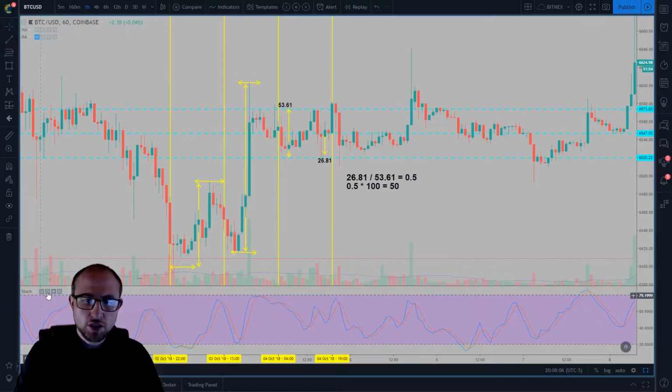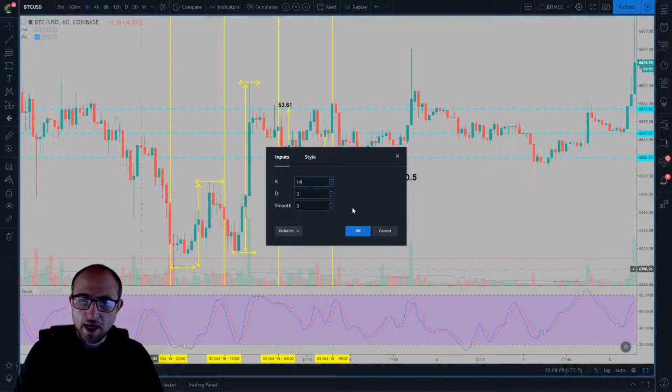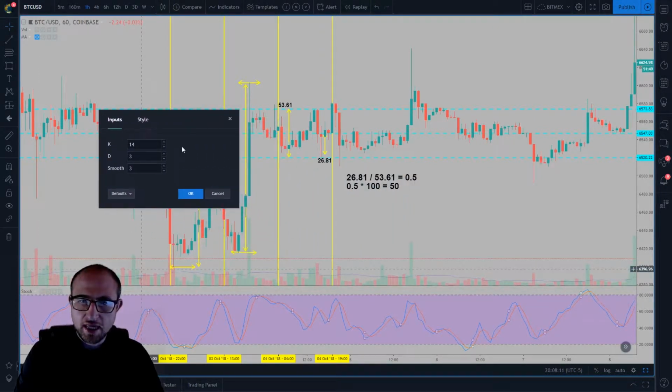So the first thing we want to do is go to the gear icon and click Format so we can see the default settings of the stochastic. We see that the default settings here are 14, 3, and 3. Now, what do those correspond to?